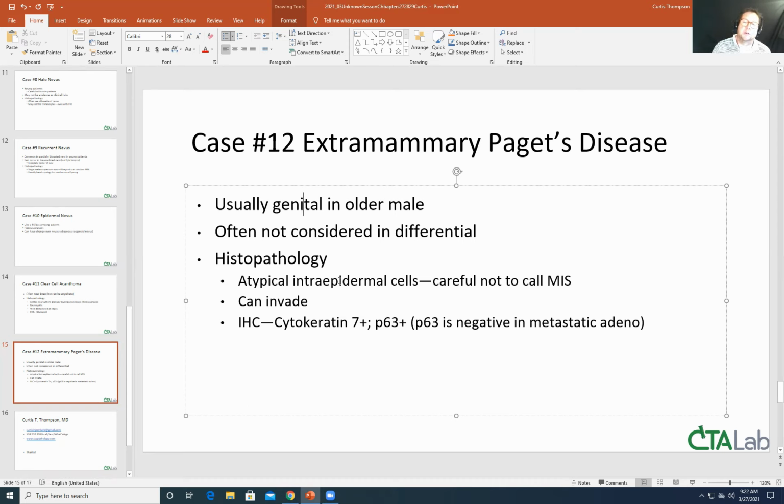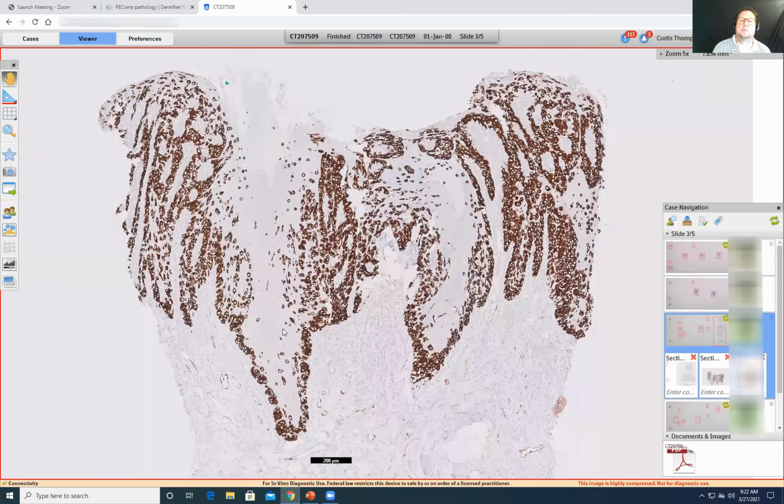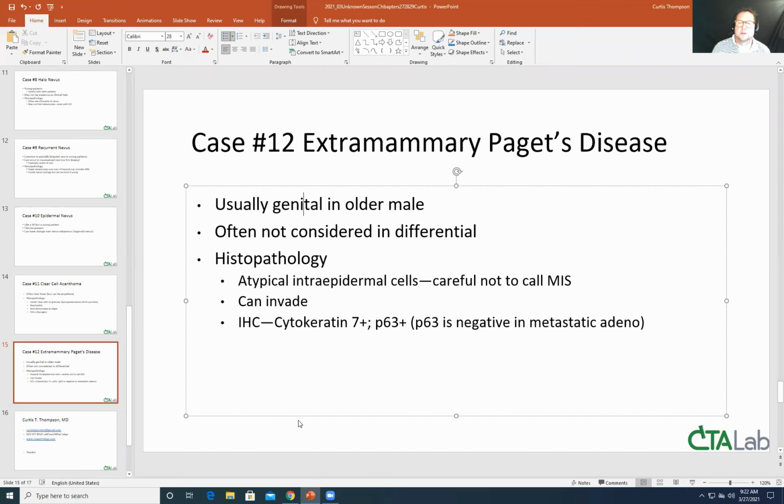You have these atypical intraepidermal cells. Be careful not to call it melanoma in situ. In this particular example, that is not a problem at all, but I have made this mistake historically. So word of caution here, but make sure you don't, and you mark it. I recommend doing a cytokeratin 7 only. There's other cytokeratins you can do, but then you start to get variability. And cytokeratin 7 is pretty reliably, very strongly positive.